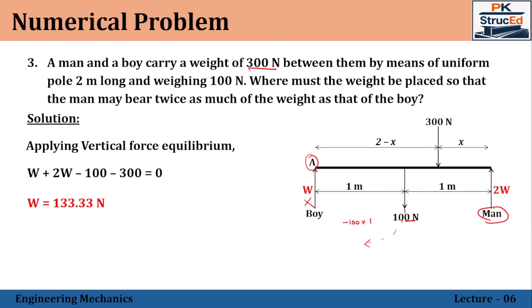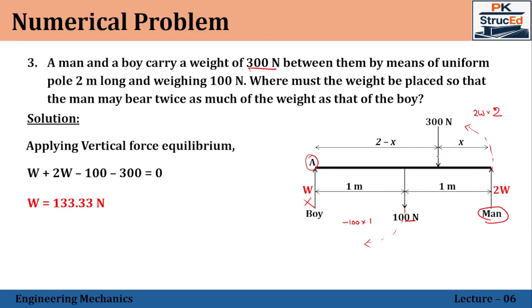Now let us move on with this 2W. 2W also will create a moment about the point A. If I rotate about the point A, this tends to rotate in the anti-clockwise direction, so that will be a positive value. The value will be 2W into the total distance about the point A. The horizontal distance is 2 meters. W has already been calculated, so you can substitute that value.